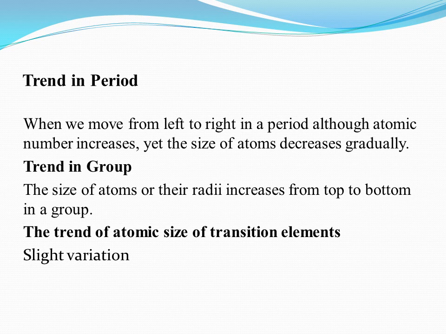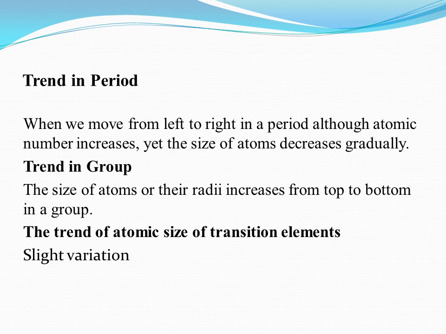Now, trend in group. The trend of atomic size of atoms or their radii increases from top to bottom in a group. It is because a new shell of electrons is added in the successive period, which decreases the effective nuclear charge.